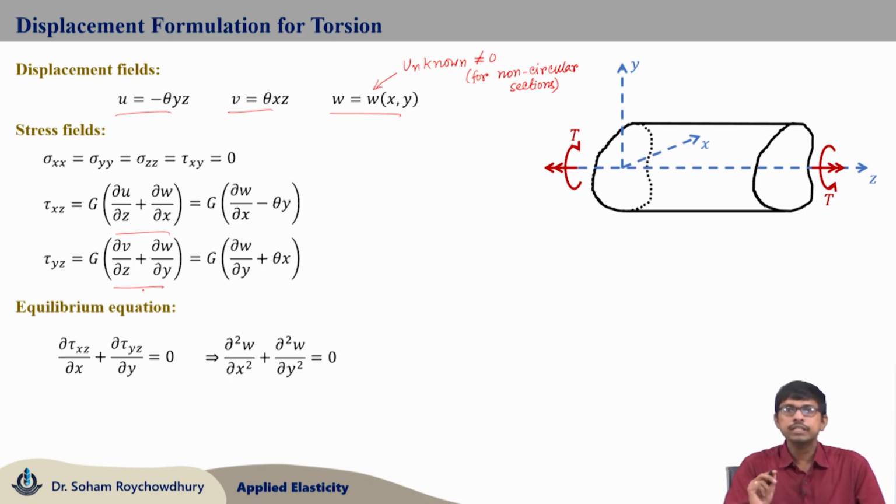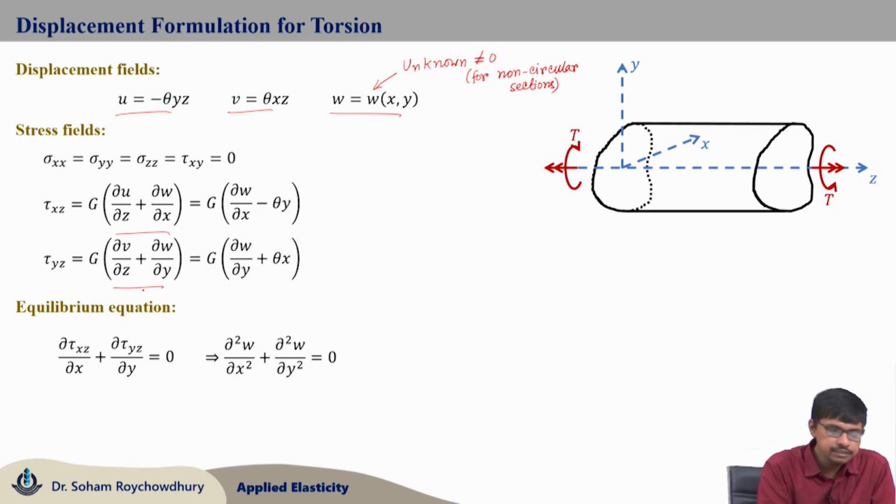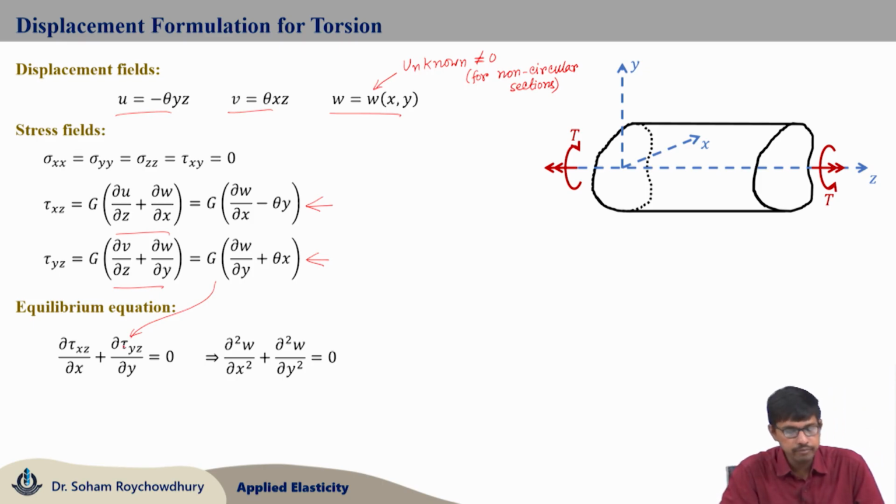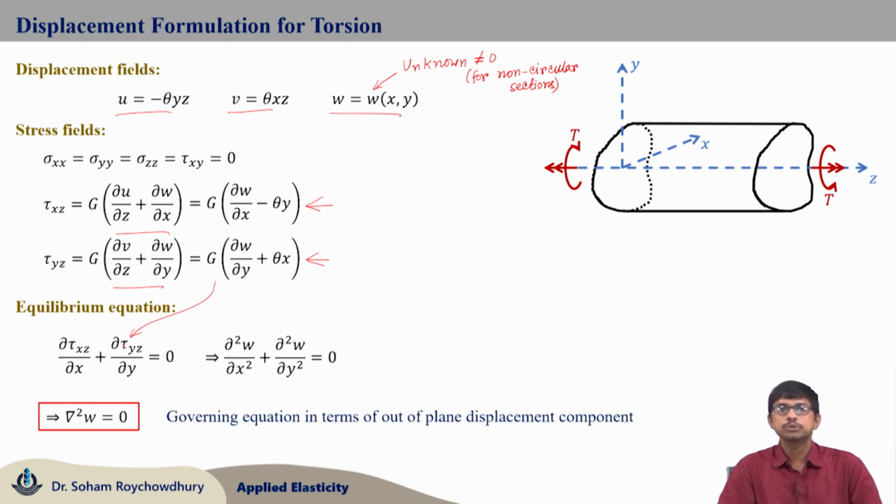So, that equilibrium equation in absence of any body force is del tau xz del x plus del tau yz del y equals 0. Now, if I replace tau xz and tau yz in this equilibrium equation and simplify it, it would have only two terms, del 2 w del x2 plus del 2 w del y2 equals to 0, means Laplacian of w is 0. So, this is the governing equation over the out of plane displacement component w. This must be non-zero for non-circular cross section. Laplacian of w equals to 0.